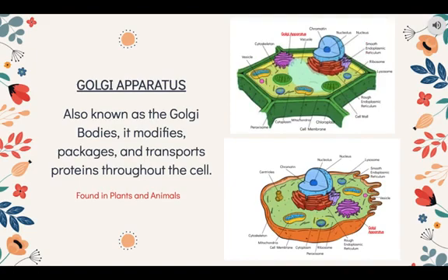The Golgi apparatus, also known as the Golgi bodies, modifies, packages, and transports proteins throughout the cell. This is vital because many organelles use the proteins in order to function and provide necessities to the cell. As you can see on the right, it is found both in plant and animal cells.